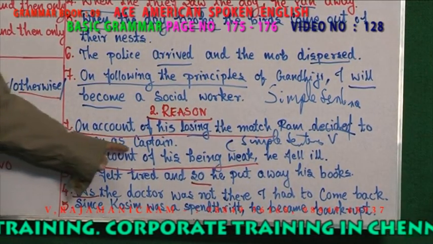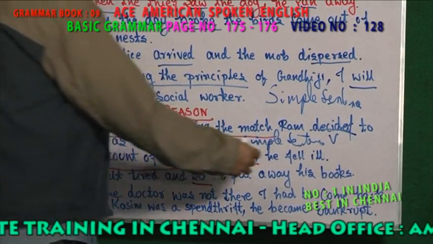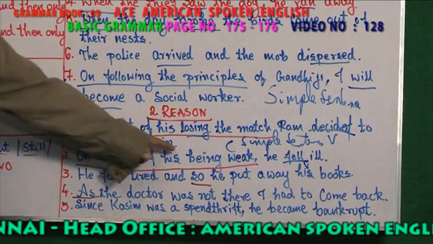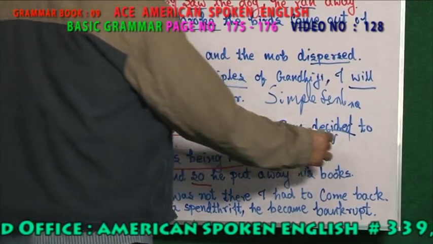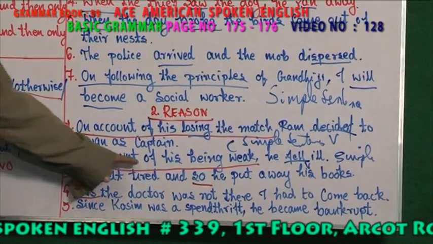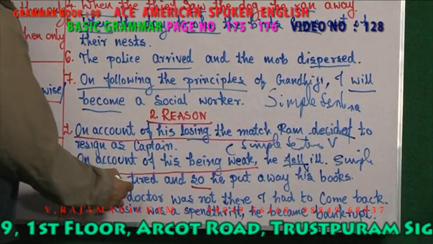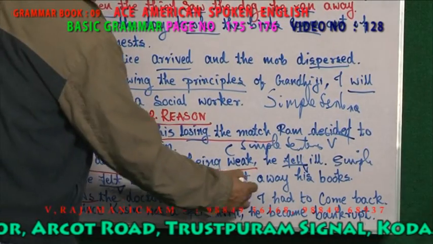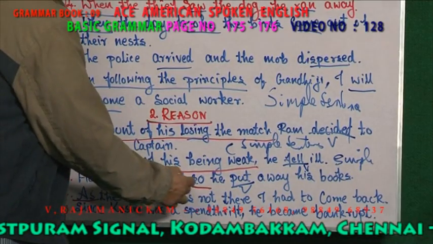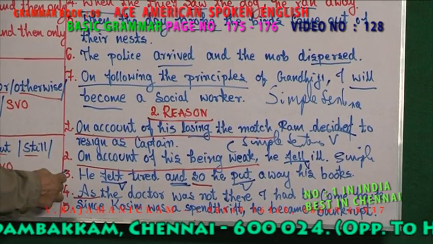Next, on account of his being weak, he fell ill. What is the verb here? Fell is the only verb. Being is a present participle, only one verb is there. So what type of sentence is it? Simple sentence, right? Okay, next. He felt tired and so he put away his books. What are the verbs here? Two verbs are there. Felt is a verb, put is a verb. So two verbs are there and it is connected with the and. So it is a compound sentence. Number three is compound, right? Compound, same type of sentence.